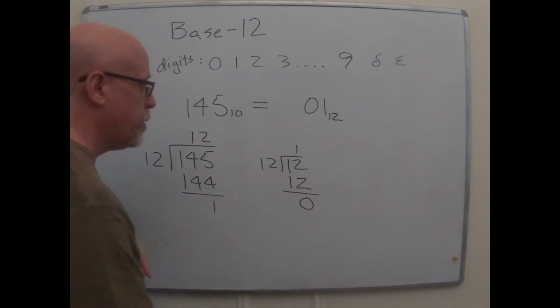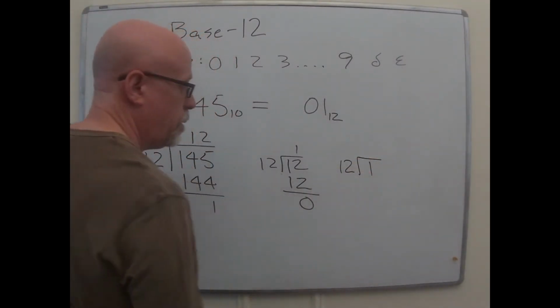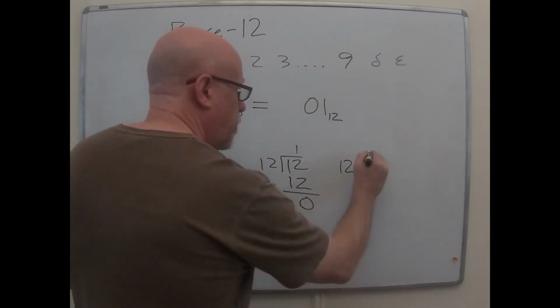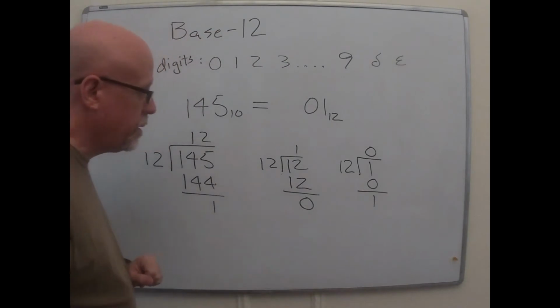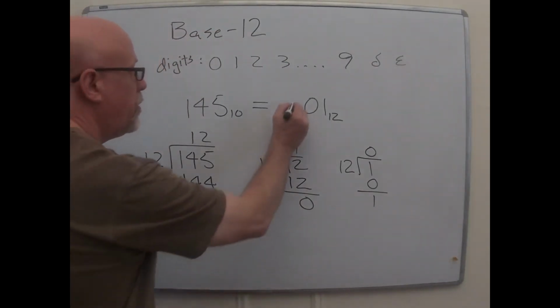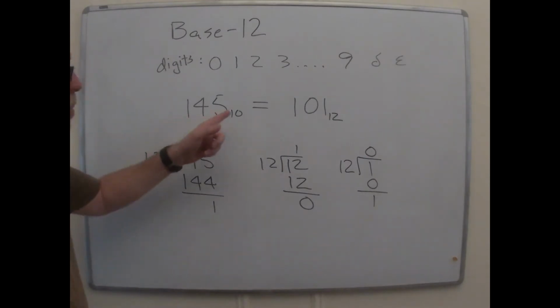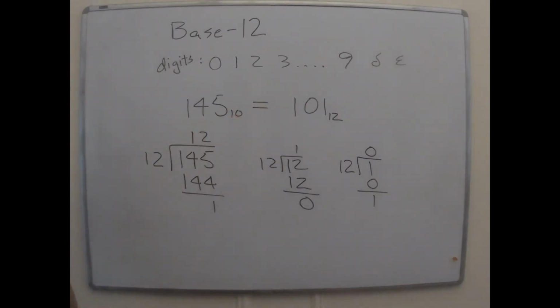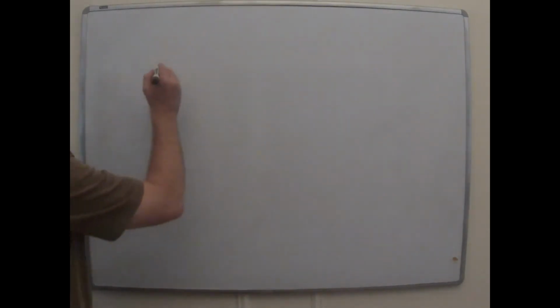So let's do one more division. It's 12 divided into the previous answer, which is 1. That goes in no times. And so the last remainder that we get is 1. So this is the full set of digits for 145 base 10. It's 101 base 12.